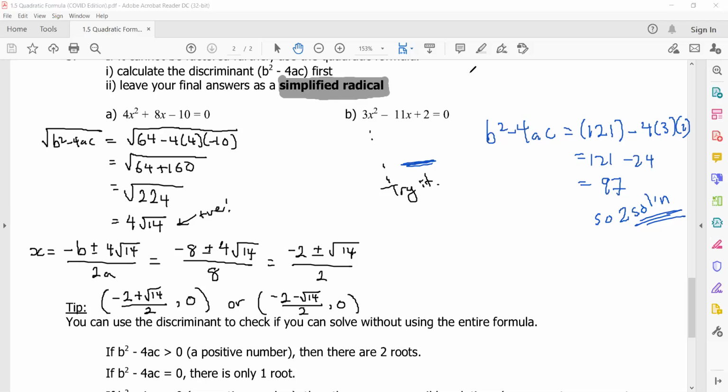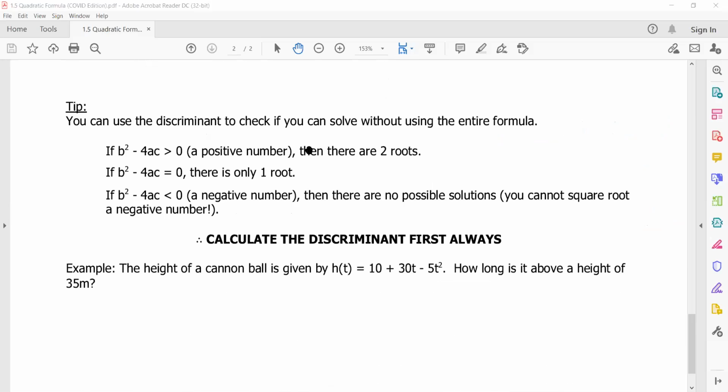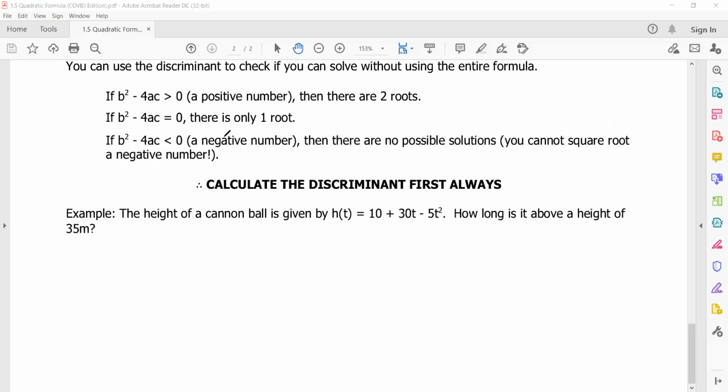Here's an example where, as I said earlier today, the roots are not the x-intercepts for this situation, but it helps us with the calculation. This is an example of a cannonball, sort of like trying to shoot an arrow to a dragon. The height of a cannonball is given by the function h of t, where it's 10 plus 30t minus 5t squared. Assuming t is time, how long is it above a height of 35 meters?